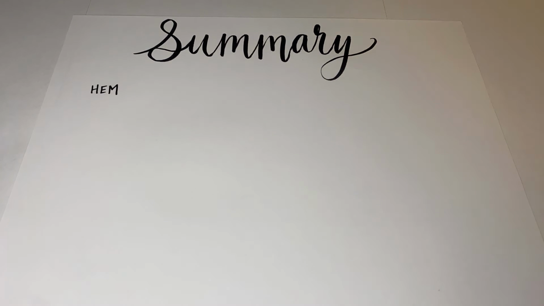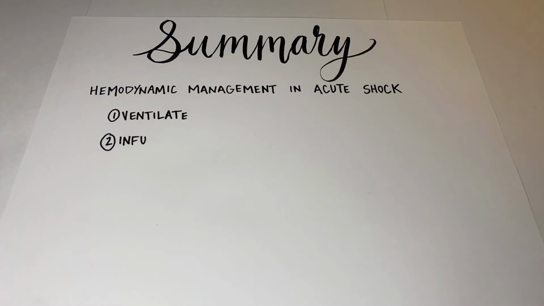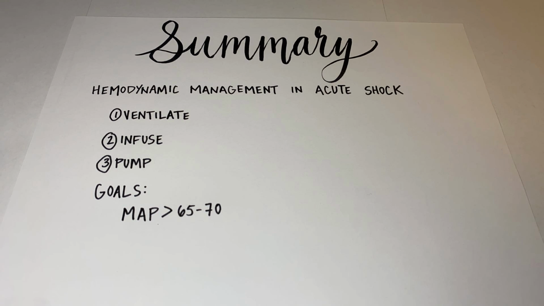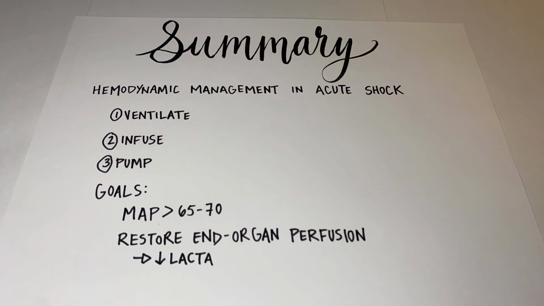In summary, the hemodynamic management of acute shock can be broken down into 3 steps: the VIP treatment, ventilate, infuse fluids, and pump vasopressors and inotropes. Goals of resuscitation include a MAP greater than 65 to 70 and restoration of end organ perfusion as indicated by decreasing lactate and appropriate urine output.